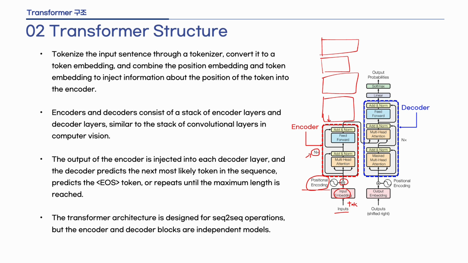It's kind of similar to a stack of convolutional layers in computer vision. And then the output of the encoder, I mean this line here, is fed into one of the decoder blocks. This encoder result is injected into each decoder layer, and the decoder predicts the next most likely token in the sequence, predicts the EOS token, or repeats until the maximum length is reached.